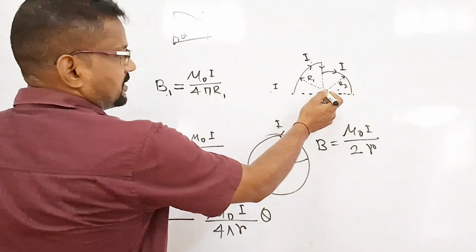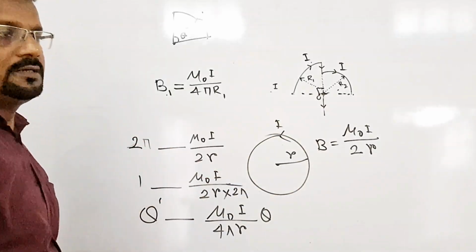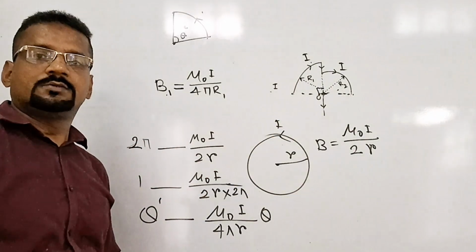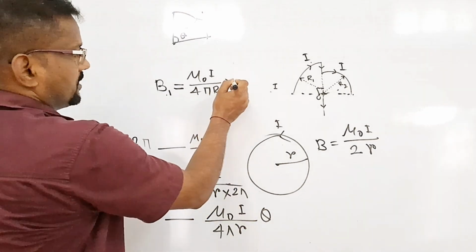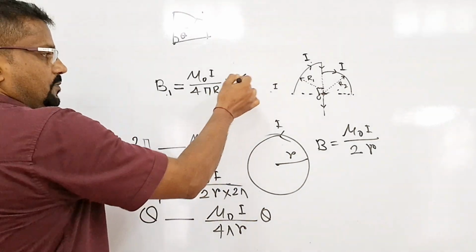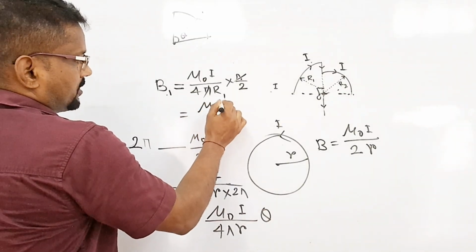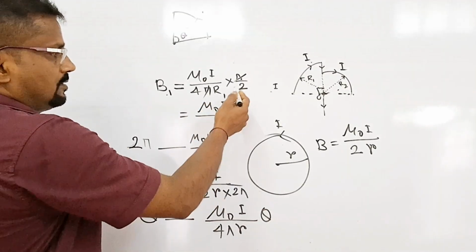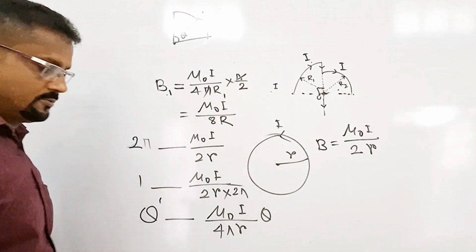Now it is very clear to you, in the question also you can see this angle is 90 degrees, that is pi by 2. So theta is to be replaced by pi by 2. Then you see pi cancels out, and B1 you will get as mu naught times I by 8R1, with pi cancelled out.